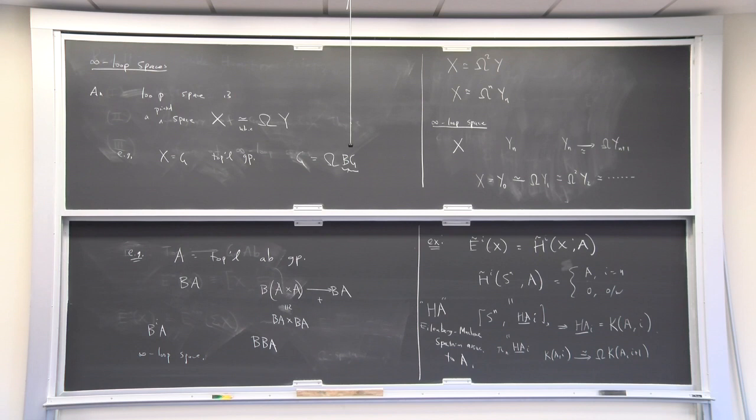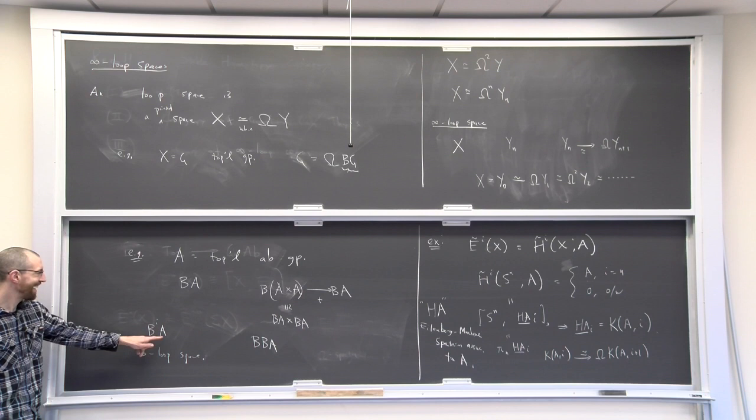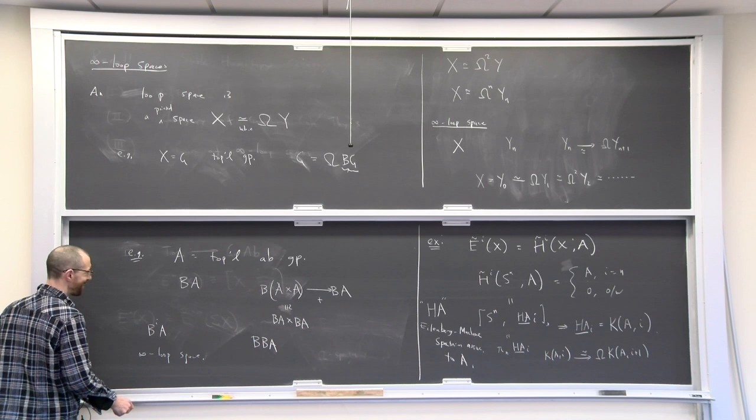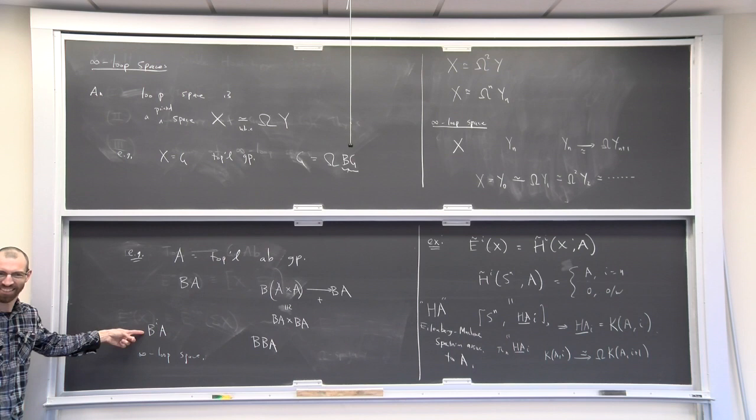Now, I want to highlight something about BG and more. Oh, let me just say one thing. A could be given the discrete topology, and then if A is given the discrete topology, then this is nothing more than K(A, i). So this is sort of an elaboration on the Eilenberg-MacLane construction.